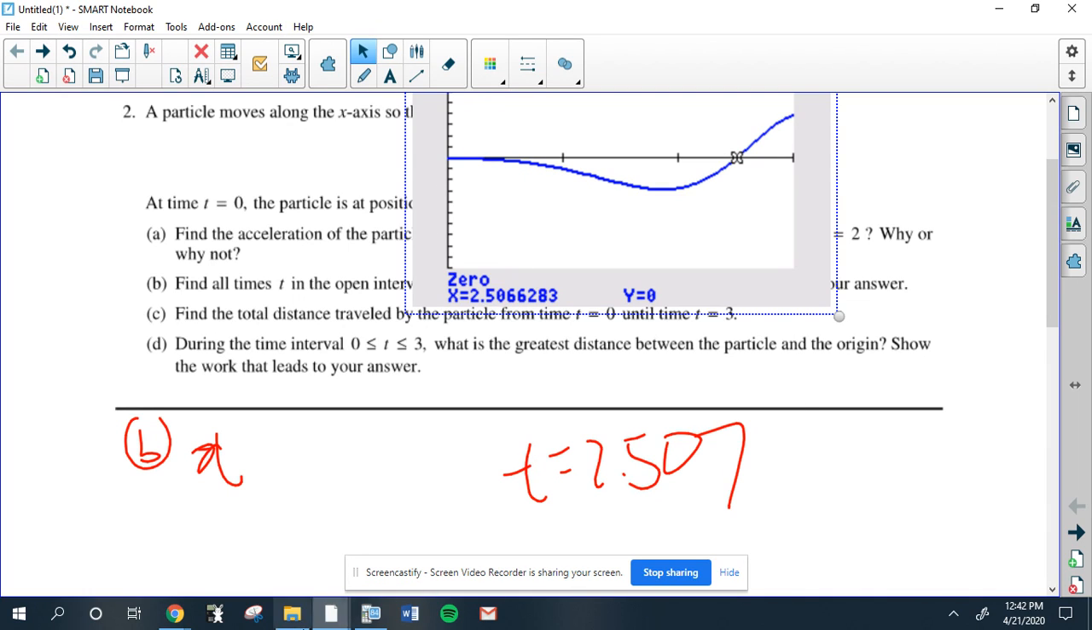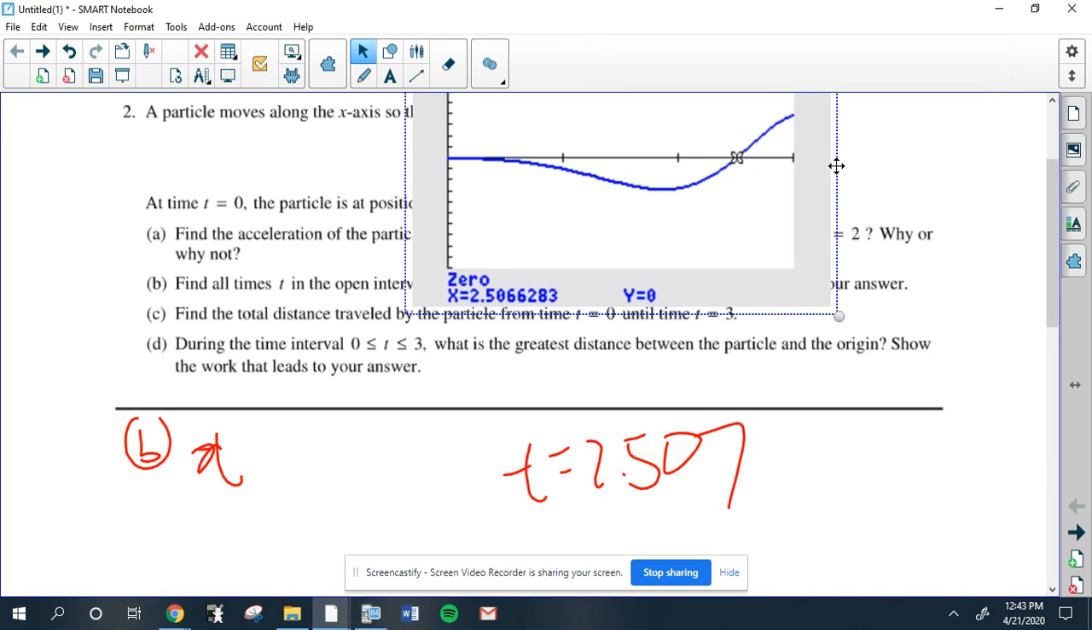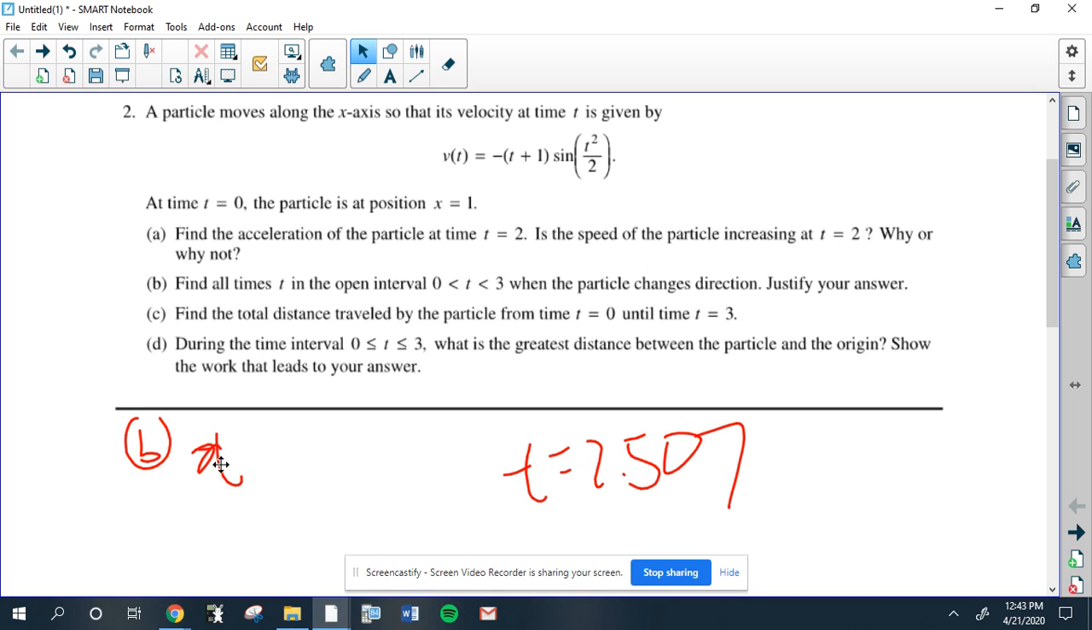I'm not sure. I'm going to take my calculator and zoom in once just to check. Right here. Doesn't look like it goes through. You can investigate further by looking at the table, but that's it. So I'm going to answer this question like this. Make sure you provide some justification for that.